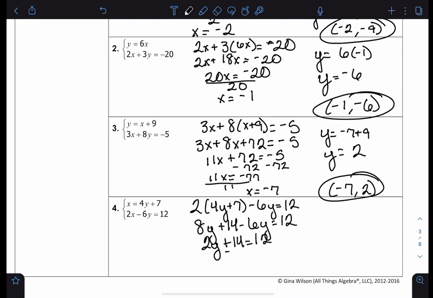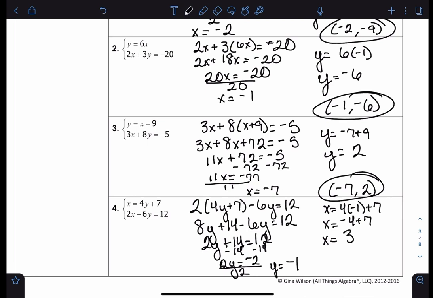And now we're going to subtract 14 from both sides to get the y alone. And we'll have 2y equals -2. Dividing both sides of the equation by 2, we'll have y equals -1. We'll then use this y equals -1 to go back into our first equation and plug it into the 4y plus 7. So x equals 4 times -1 plus 7, meaning x equals -4 plus 7, leaving us with x equals 3. So our final answer is going to be 3, -1.